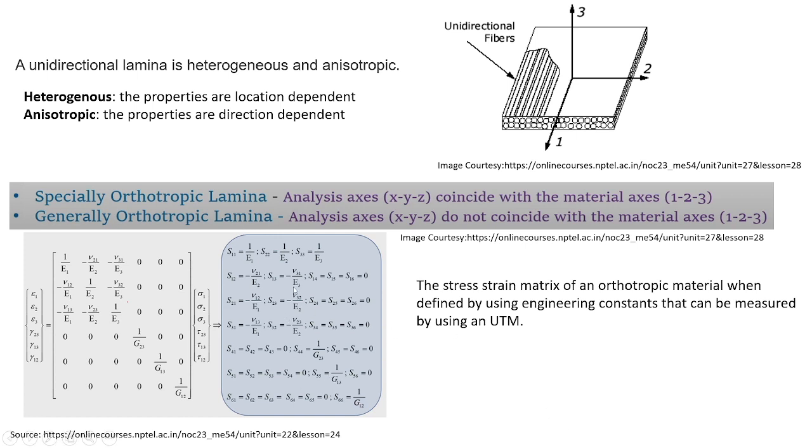So here you can see the stress-strain matrix of an orthotropic material, defined in terms of engineering constants like modulus, Poisson's ratio and shear modulus, which can be easily measured using a universal testing machine. So these are the engineering constants that we can find experimentally, and by getting these values we can form the whole stress-strain matrix of an orthotropic material, as you can see here.